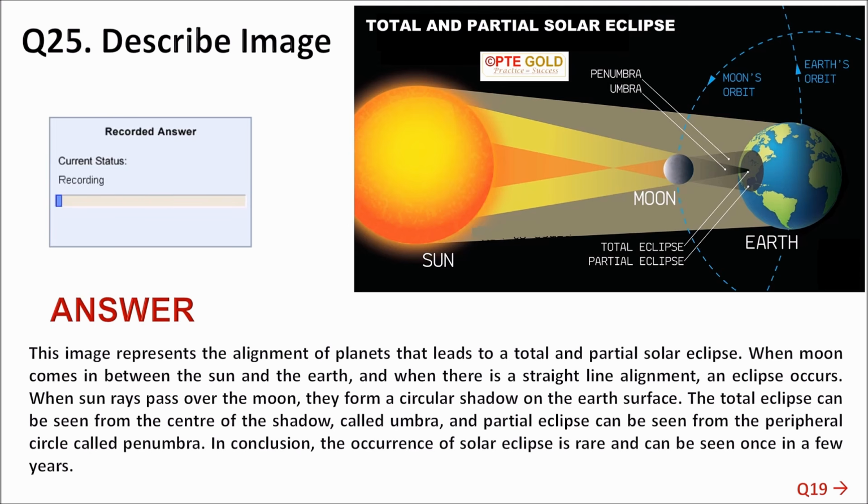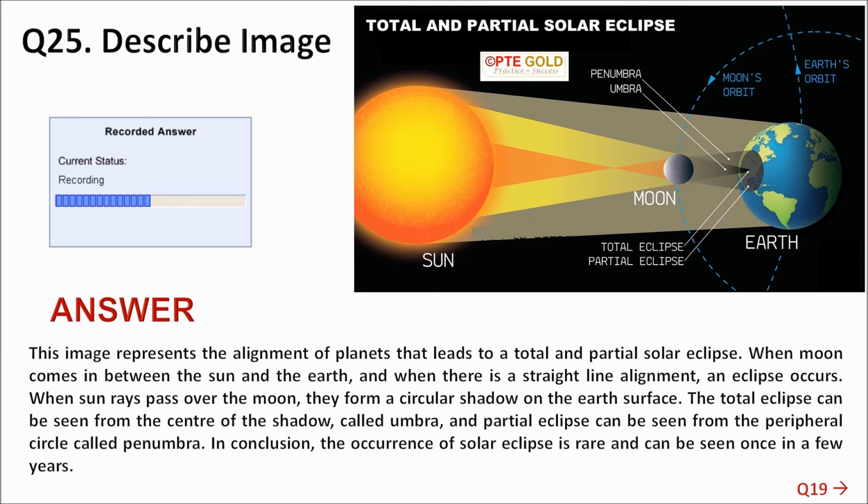This image represents the alignment of planets that leads to a total and partial solar eclipse. When moon comes in between the sun and the earth and when there is a straight line alignment, an eclipse occurs. When sun rays pass over the moon, they form a circular shadow on the earth's surface.